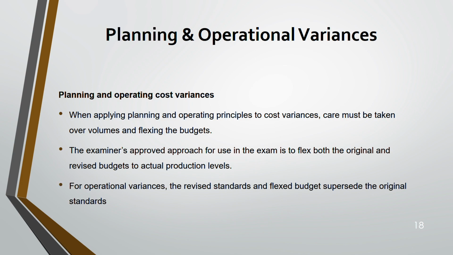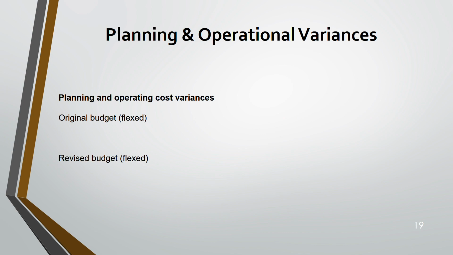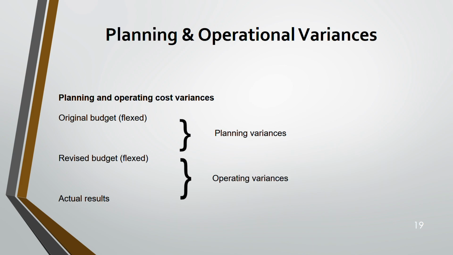So for operational variances, the revised standard and the flexed budget supersede the original standard. That means the flexed budget will take over the original budget. Same for the revised also. The revised budget will take over the revised budget without flexing before for operational. Now, so: original budget flexed, revised budget flexed, and actual result. The first two differences are planning, the next two are operating. We know this. But when it is cost, you have to flex.